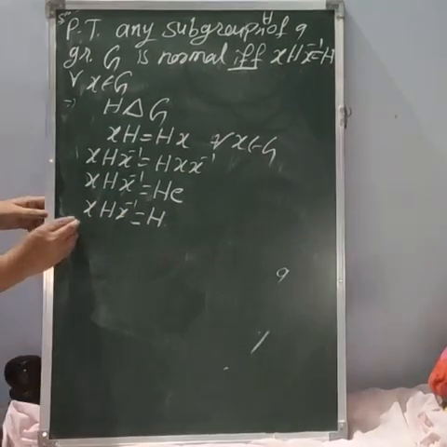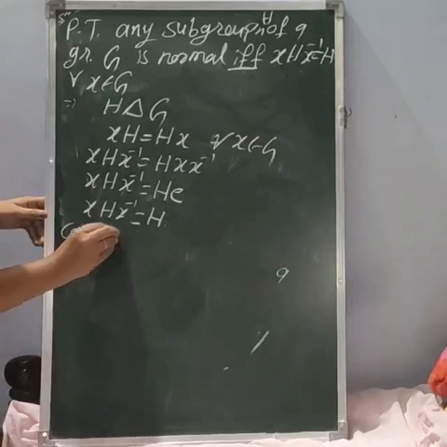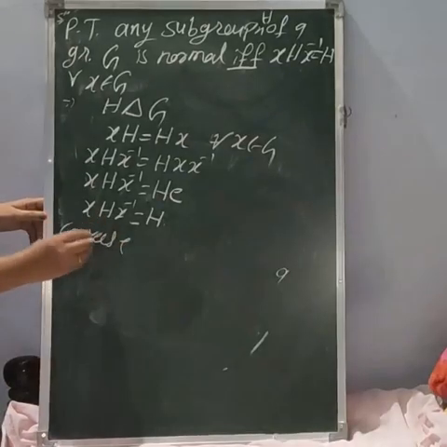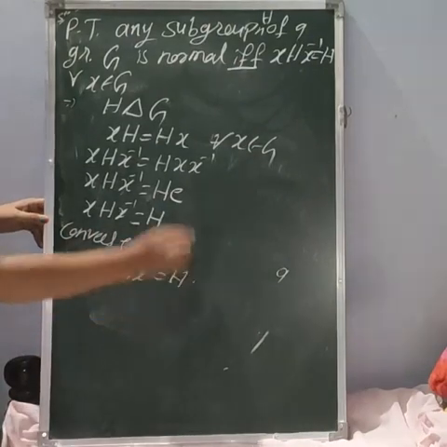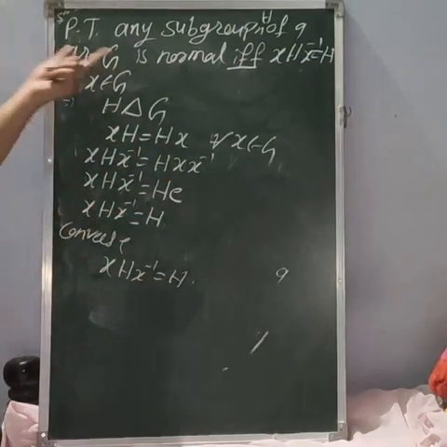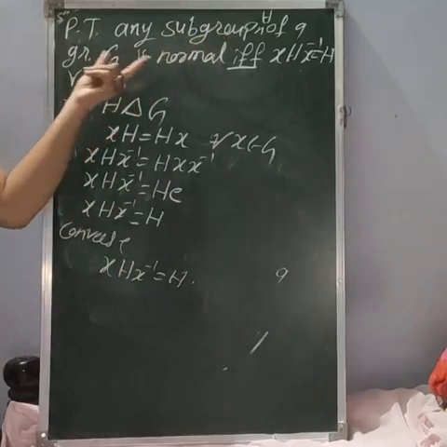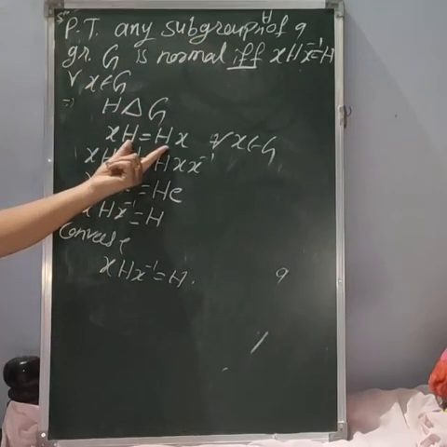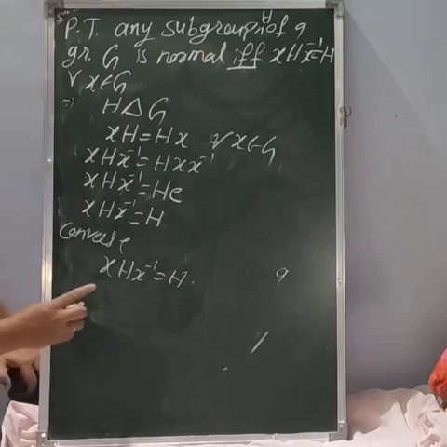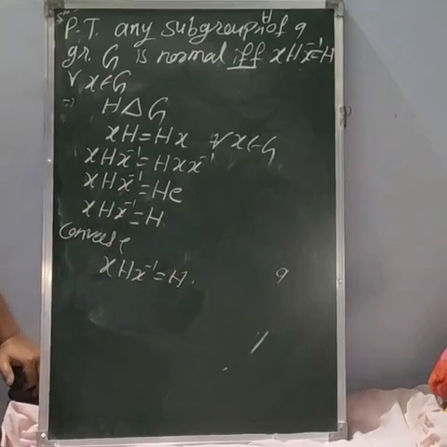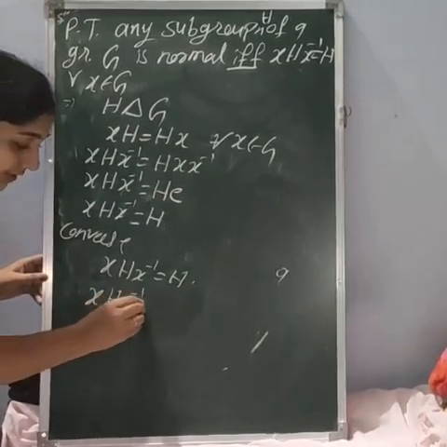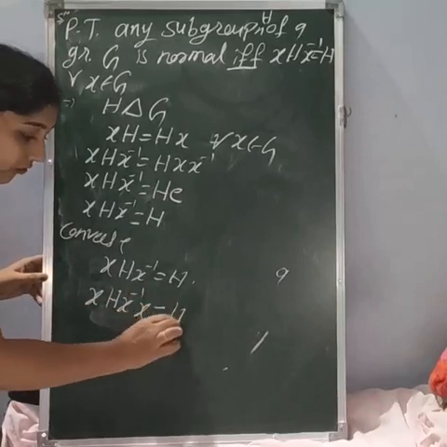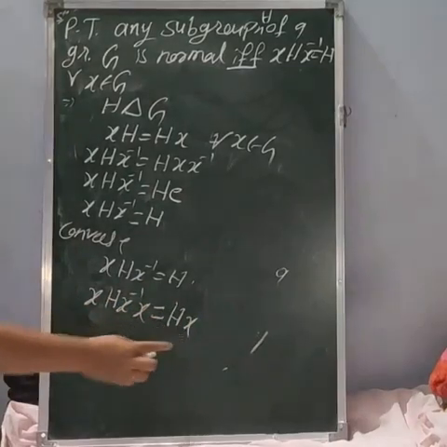Now the converse part. We will prove the converse part by assuming this is true: x h x inverse is equal to H. We will prove H is normal. To prove H is normal, it is enough if you prove this definition. So x h x inverse is equal to H. Now I will multiply x on both sides. So we will get x h x inverse into x is equal to H into x.